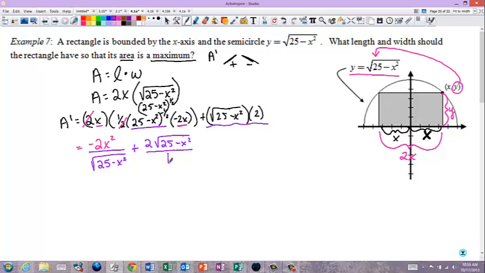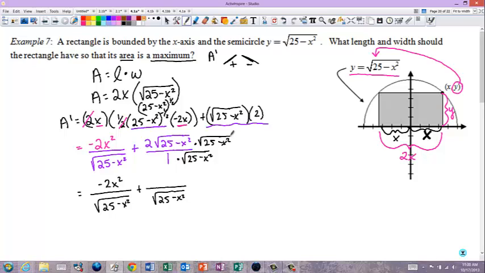I am adding two things. These things are called fractions. I'm adding two fractions, so I have to get a common denominator. So my common denominator would be the square root of 25 minus x squared. The first one did not change from here to here, so it stays the same, negative 2x squared. The second one did. It was a 1, now it's the square root of 25 minus x squared, so I do times the square root of 25 minus x squared on the bottom and on the top. Whoops, squared.